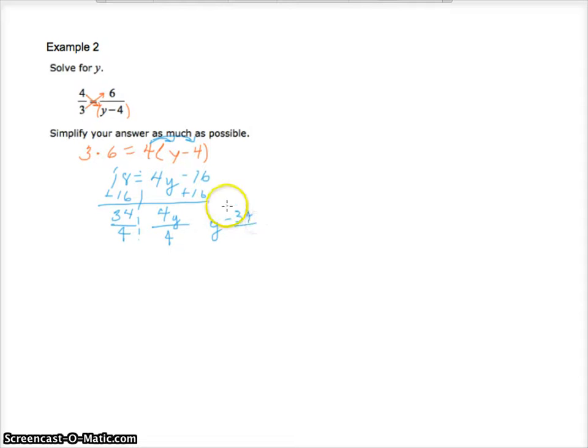And it says to reduce my answer as much as possible. Well, that means that I'm going to simplify it. Simplify your answer, reduce your answer as much as possible. I'm going to reduce this. I can divide top and bottom by 2. It's going to give me 17 over 2. And that's my solution. Let's go look at a third example.